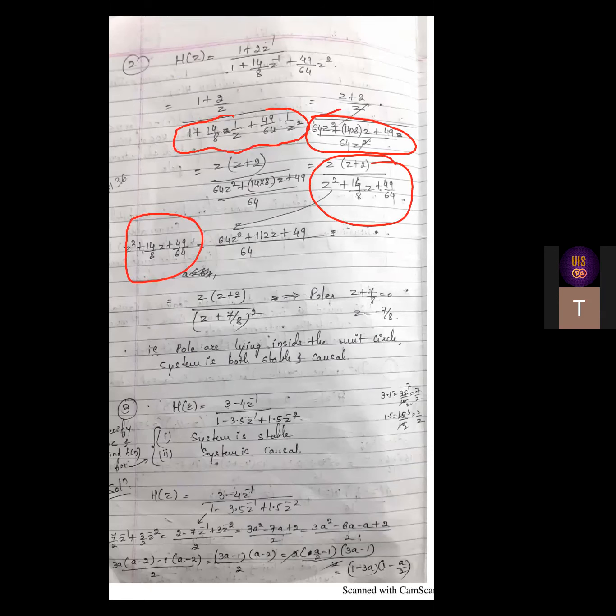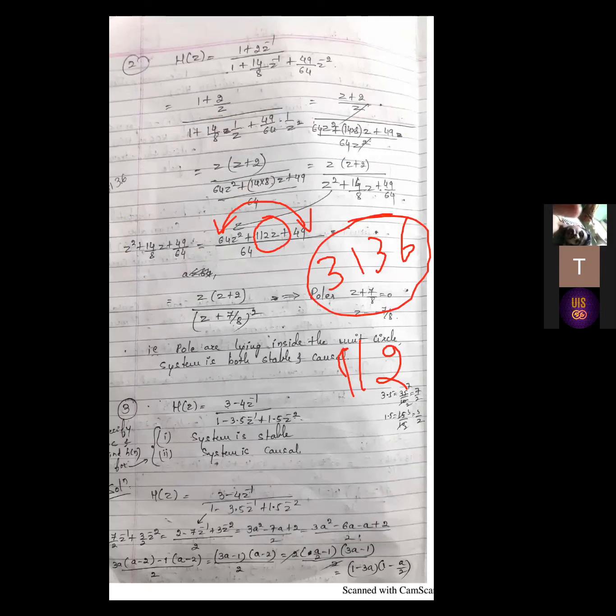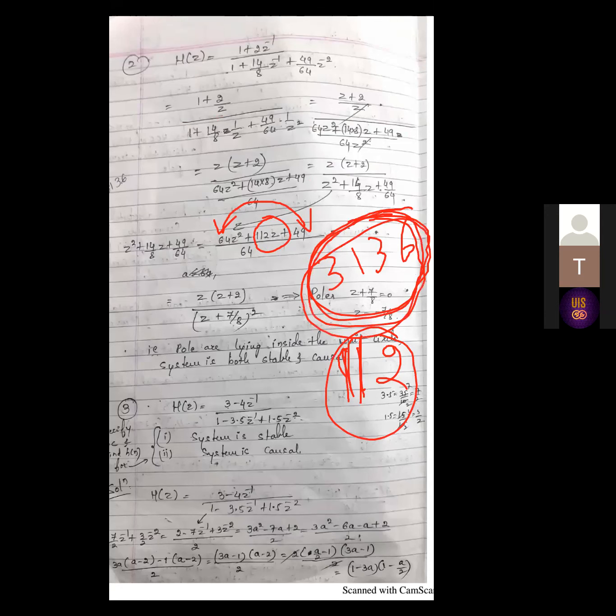For this equation, I was unable to factorize it. Just see here, 64 into 49, I should get 3136. If I multiply 49 and 64, I should get this number. If I add, I should get 112. I was unable to do this, but I think you can directly get these values from the calculator. But manually also, please give me some time. I will just make sure that this problem is solved. How to add, if I add, I should get 112. If I multiply, I should get this much. Let's see if I can do it.